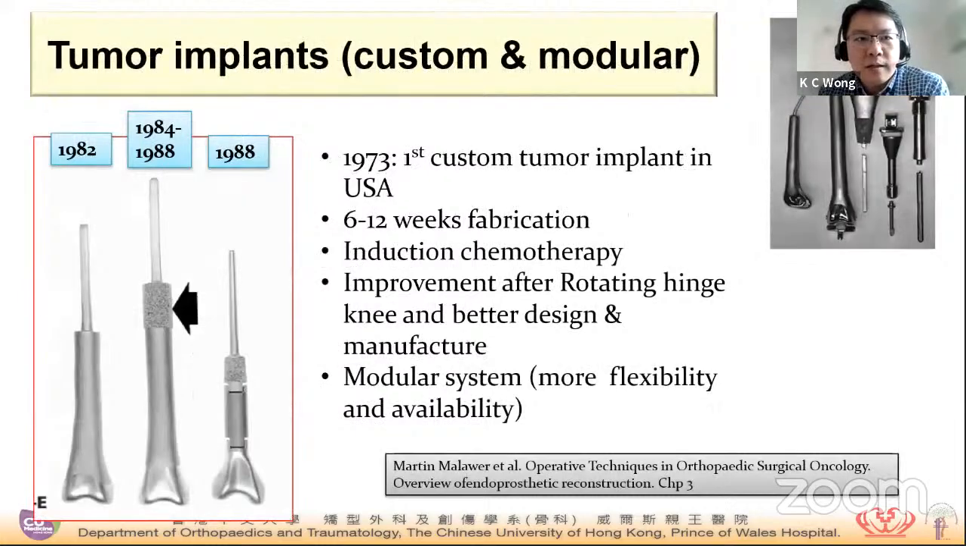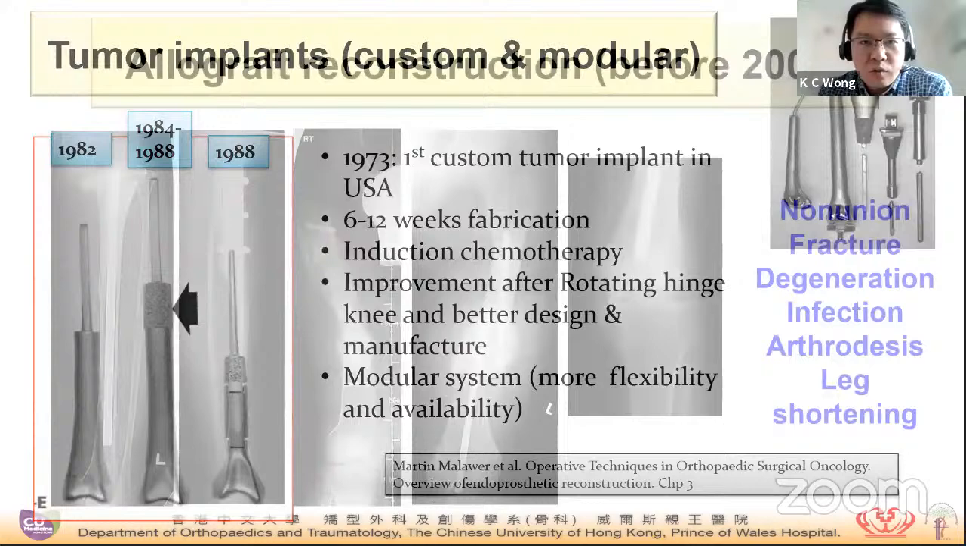Tumor implants have existed for more than 40 years, and initially they were custom implants in the US. At that time there was induction chemotherapy, which allowed time for the fabrication. Later, because of the time needed for manufacturing, which was very inconvenient, modular types of implants appeared.